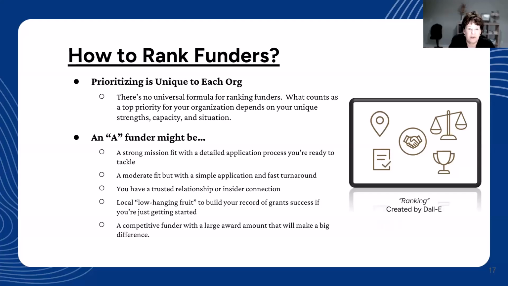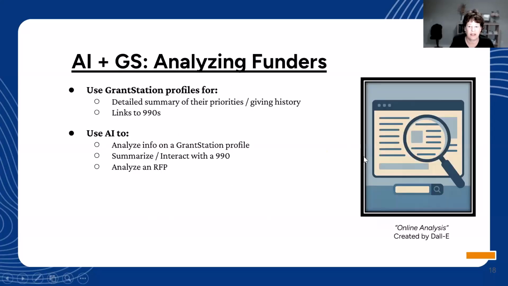Or potentially, an A funder might be, to you, a competitive federal or state grant that's going to have a large amount of money that's going to make a big difference in your organization, and you really feel compelled to move forward with that. So these are all decisions that you make, knowing your own organization, your capacity, and your ability to complete the applications and work with the funder. So David's going to show us now how to do some of that analyzing using GrantStation and AI tools.